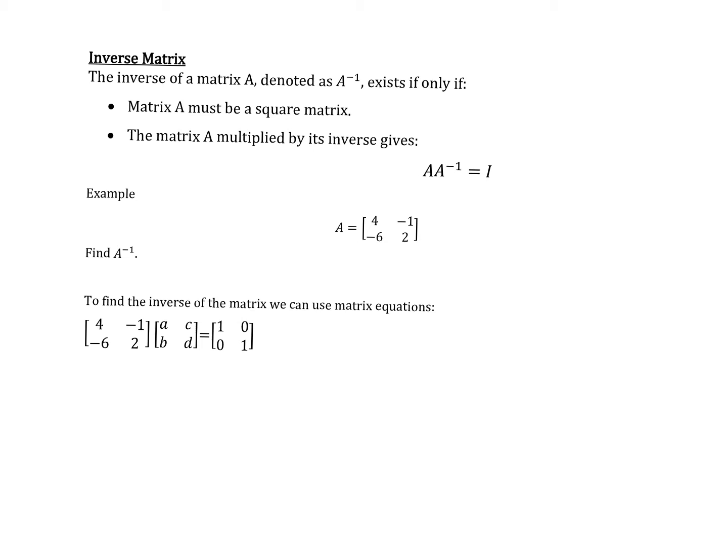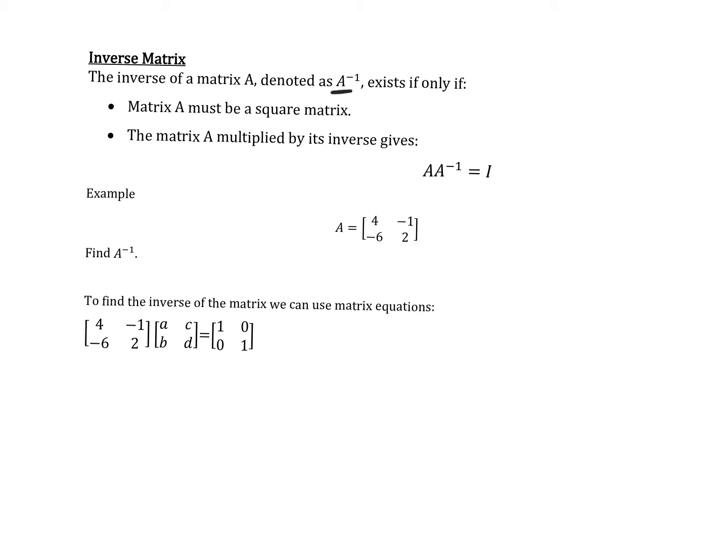So the inverse itself is what we call A inverse. And it exists only if this condition is met: A must be a square matrix. So first thing, in order to have an inverse, A must be a square matrix. And if we multiply the original matrix by the inverse, we get the identity matrix.